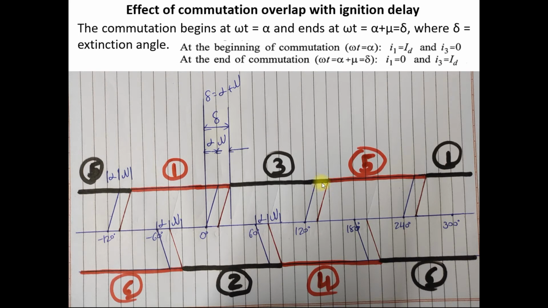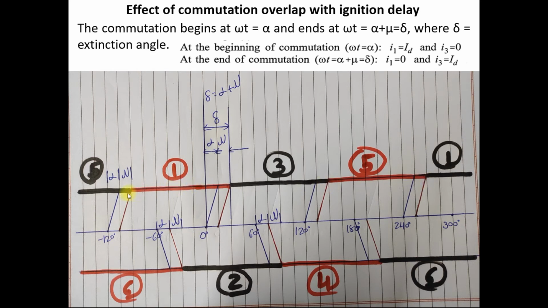3 and 5 are the upper group valves, and from the lower group, valve number 4 is conducting at that duration. So there are 3 valves conducting: 3 and 5 from the upper group and valve number 4 from the lower group. This is the conduction period of valve number 5, starting from here and ending at the next commutation time at 240 plus delta.